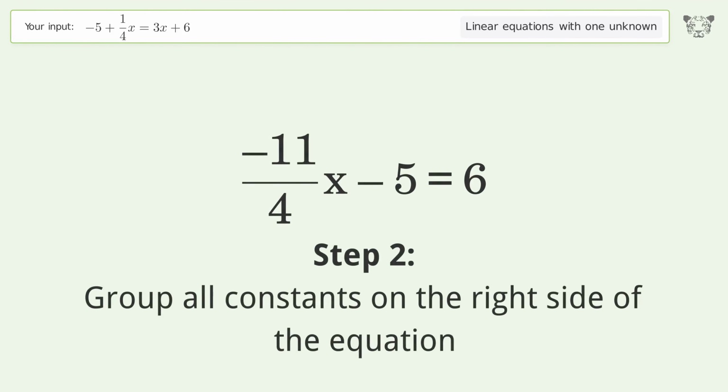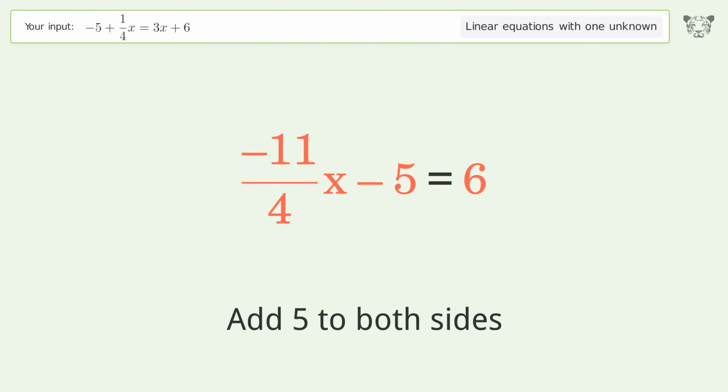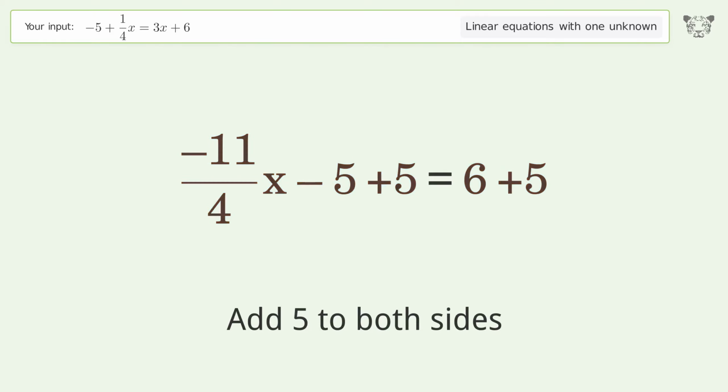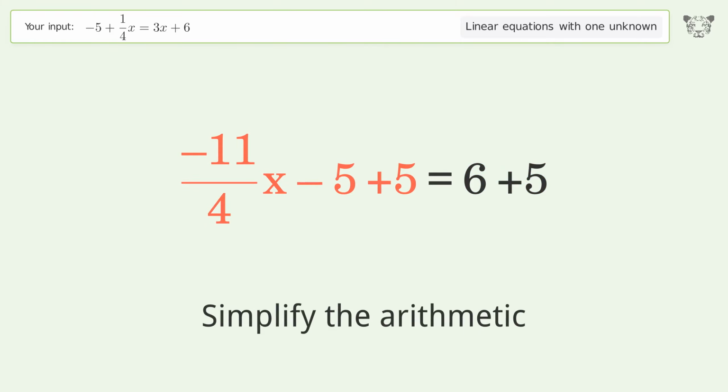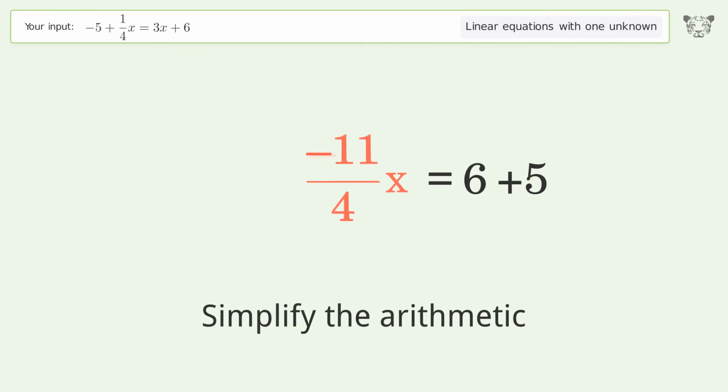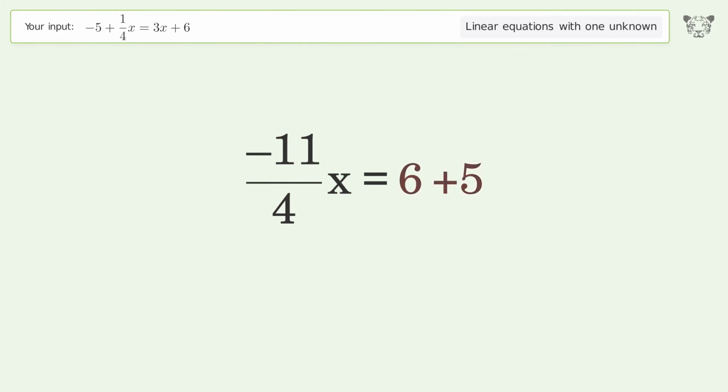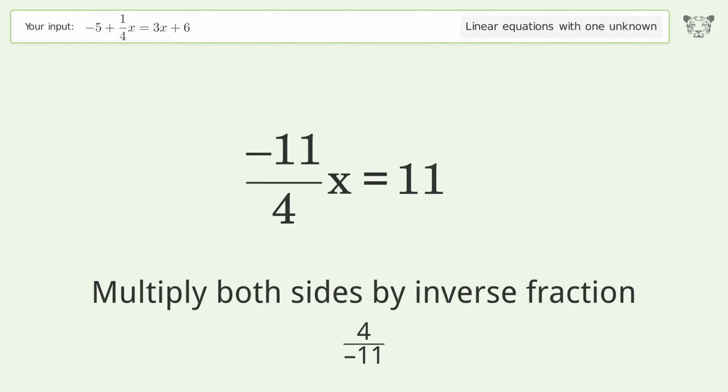Group all constants on the right side of the equation. Add 5 to both sides. Simplify the arithmetic. Isolate the x. Multiply both sides by inverse fraction 4 over -11.